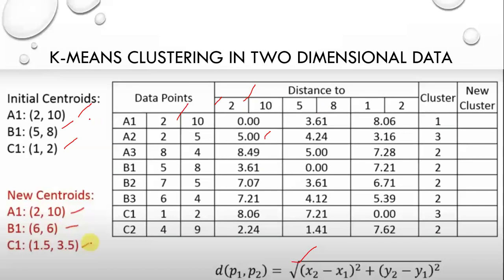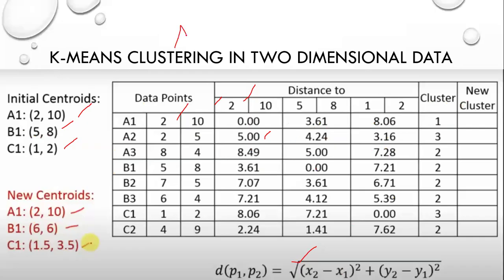Similarly, for the centroid 5, 8, we have to find the distance and fill up this entire column. Similarly, for the cluster C, find the data points distance and fill up the entire column. Now, from these three distances, whichever is the least one, we have to give the name for it, whether it comes under cluster 1, cluster 2, or cluster 3.